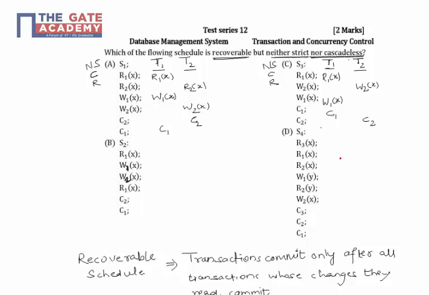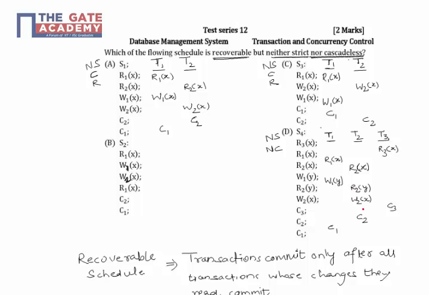Now, let us look at the schedule S4 in option D. Schedule S4 can also be written as follows. In this schedule, the write operation on Y of transaction T1 conflicts with the read operation on Y of transaction T2. However, the transaction T1 does not commit immediately after the write operation. So, schedule S4 is not a strict schedule. In this schedule, the transaction T2 reads the uncommitted value of Y from transaction T1. So, this schedule is not a cascadeless schedule.